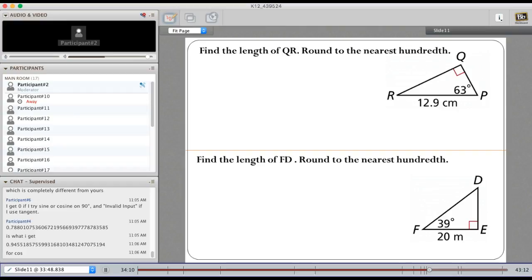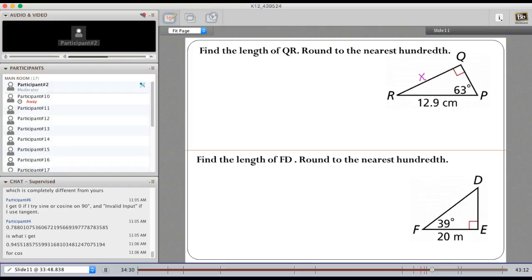All right, so the first question says, find the length of QR. So the first thing I'm going to do is put an X over there to show that's the side I'm looking for. When we get the final answer for QR, we'll round it to the nearest hundredth, but we're not going to round to the nearest hundredth until the very last step, okay?